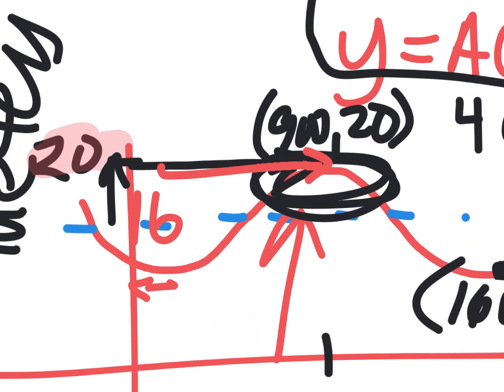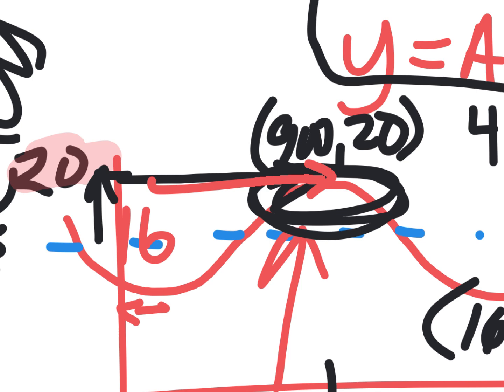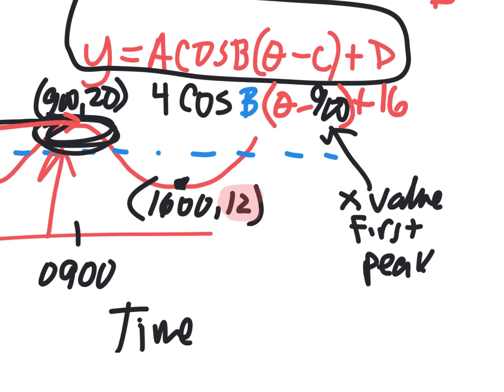Okay, let's talk about y. This blue line was at 16 right here. This black line is at 20. And the amplitude is the distance from this line up to the highest that it ever went. From the center line up, that's the amplitude. So from 16 to 20 is 4. That's why the amplitude was 4. I'm glad you asked. Thank you.